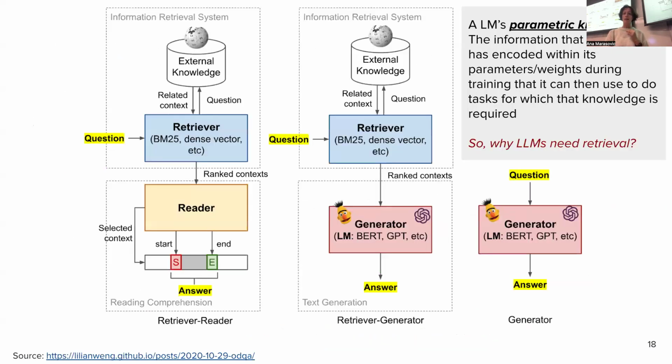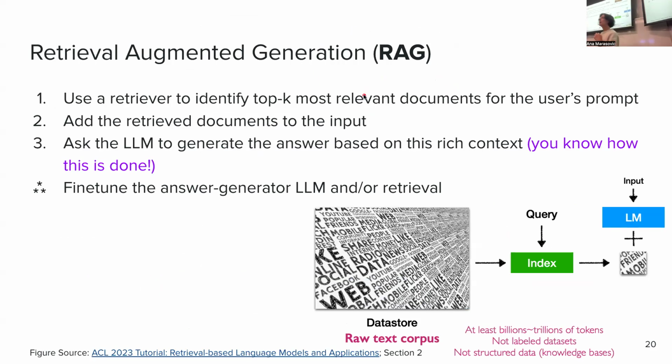Adding the retrieved documents to the input makes the hallucination problem a little less problematic, because now instead of relying solely on its parametric knowledge, the model actually has some input text. It's conditioned on some information, and it is actually paying attention to that information.